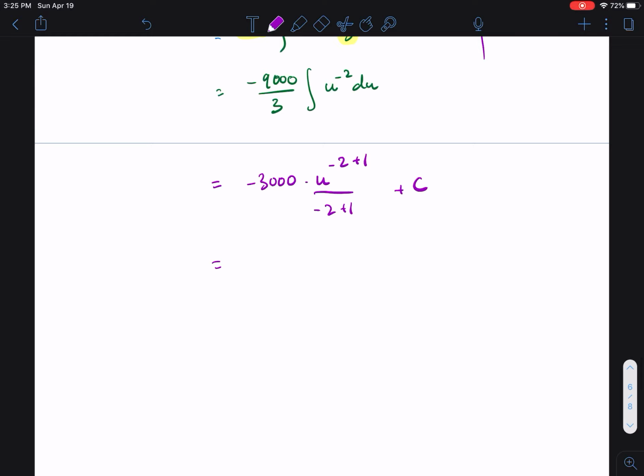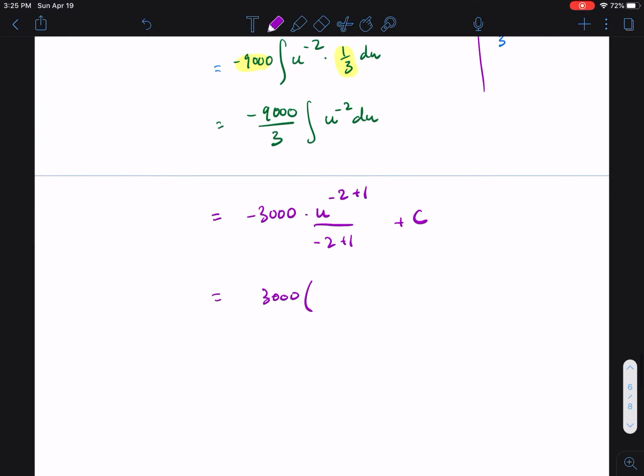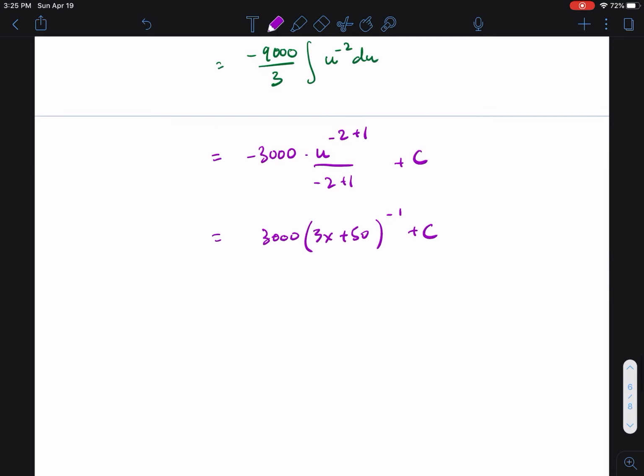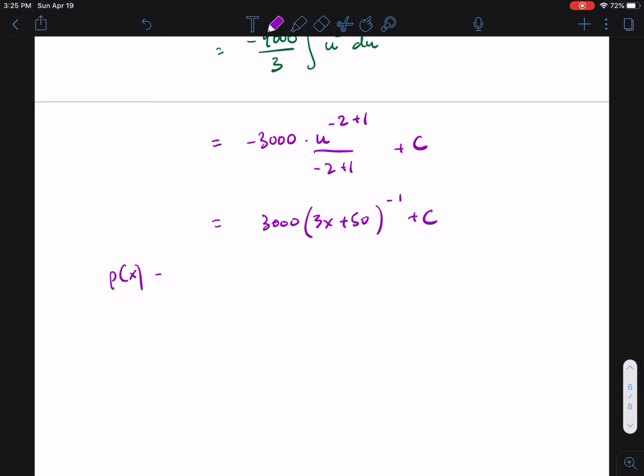And then we're looking at 3,000. Let's rewrite what u is: 3x plus 50 raised to negative 1, plus C. So now our P of X function is 3,000 over 3x plus 50, plus C.